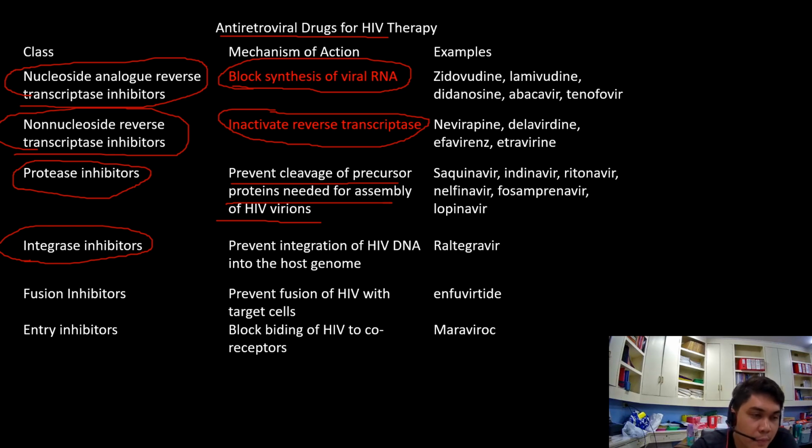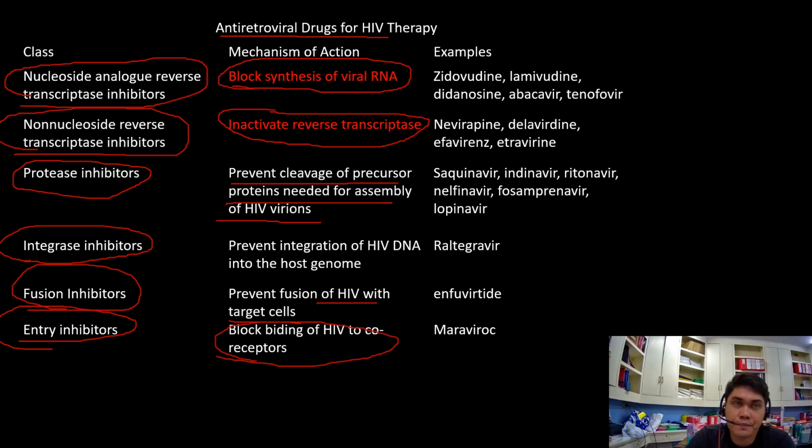Okay. Next is fusion inhibitors. So fusion inhibitors prevent the fusion of HIV with the target cell. Okay. Remember, the target cells are CD4 positive cells. Next is entry inhibitors. So it blocks the binding of HIV to co-receptors.